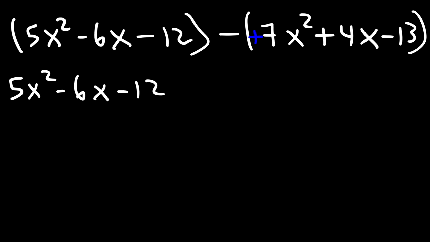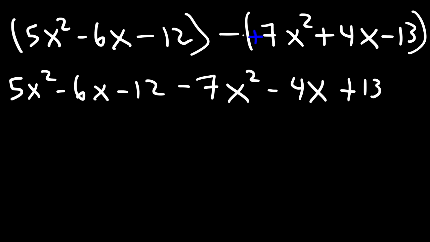Now to distribute the negative sign, everything will change sign. So the 7x squared, which was positive initially, will now be negative. And the positive 4x will now be negative 4x. But the negative 13 will change to positive 13 because a negative times a negative is a positive.